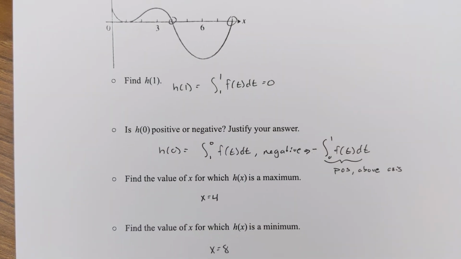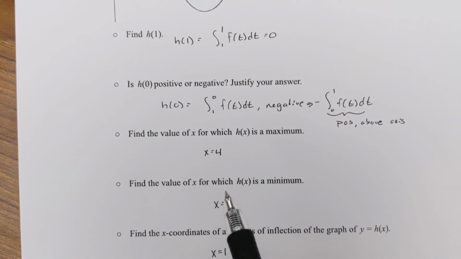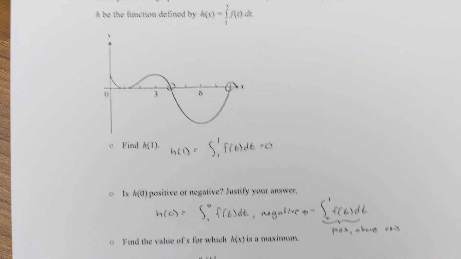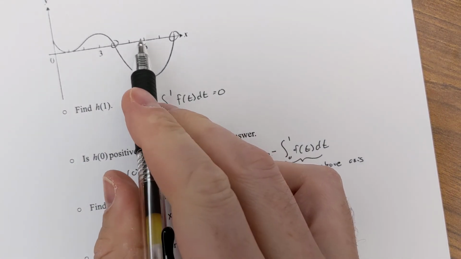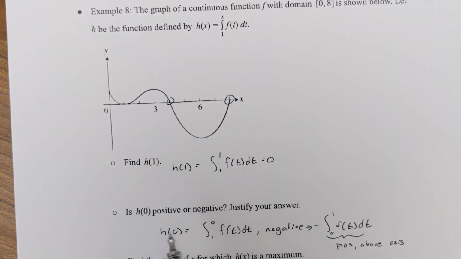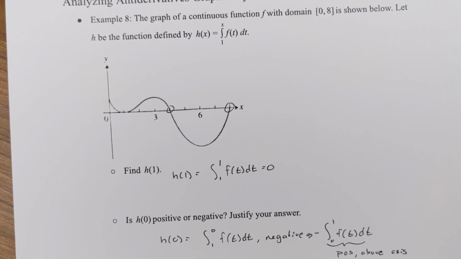Find the x-coordinates for all points of inflection. So this is where the graph turns. There's 3 places the graph turns. At x equals 1, right here. At x equals 3, right here. And at x equals 8. No, sorry, not 8, 6. There. Where the graph turns. Where the area changes signs.